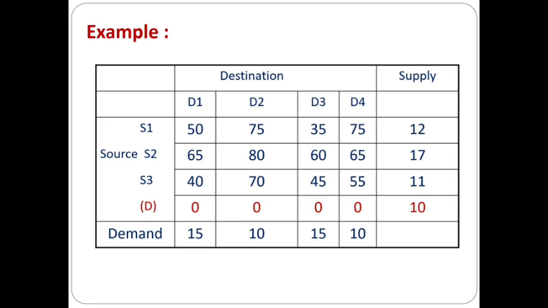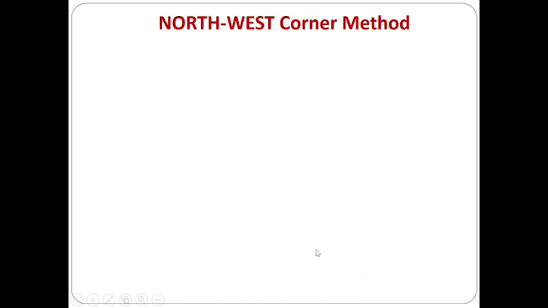We have to make it balanced by adding a dummy row which contains 10 supply units, and here all the cost values will be 0. This is how we add the dummy row or dummy column to make the problem a balanced one, right? This is the first step. First, we have to check whether the problem is balanced or not. If it is not balanced, we have to balance it by adding a dummy row or dummy column with 0 cost units.